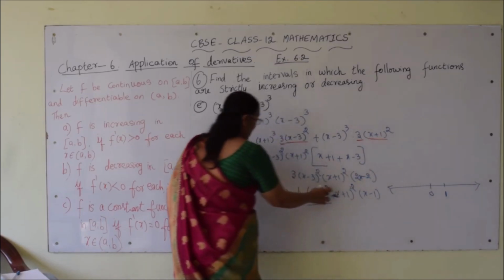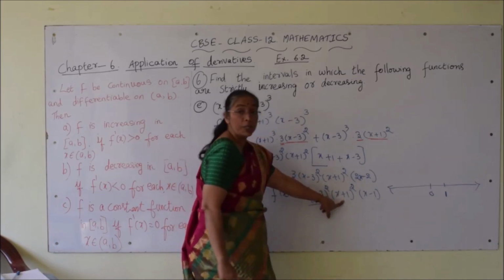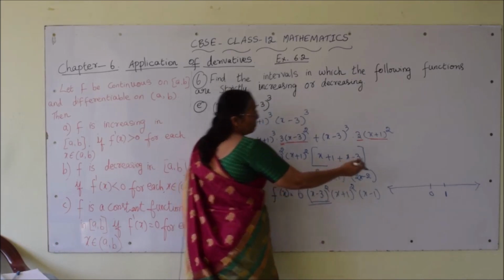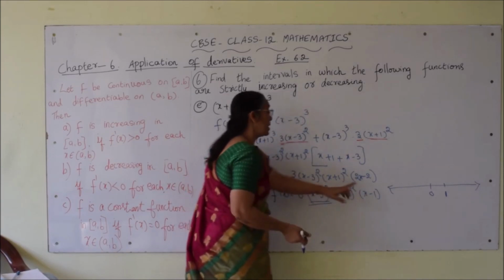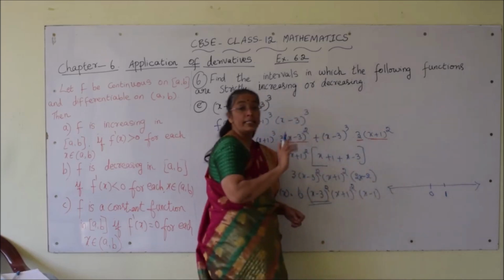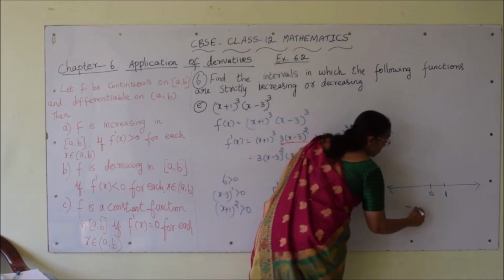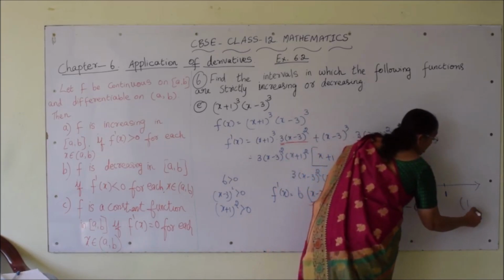For other places f dash of x is always positive here. For x minus 3 whole square, x plus 1 whole square, these are all perfect squares. So let me check x is equal to 0. When we check x equal to 0 in this one, we will get negative 1. So the function is decreasing in the interval. There are only 2 intervals here, minus infinity comma 1 or 1 comma infinity.